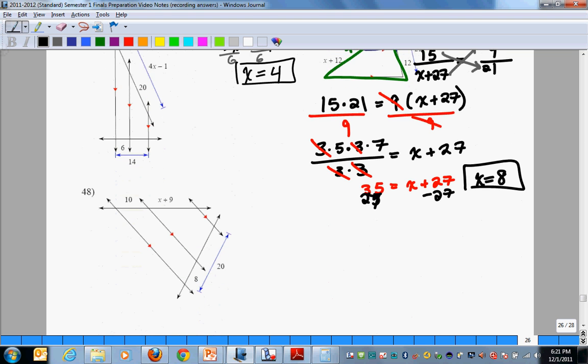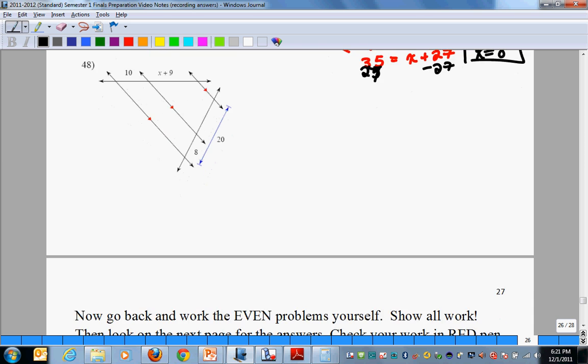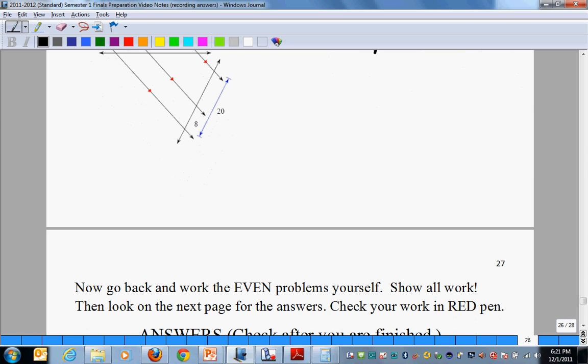Now you want to go back and do the even problems very carefully and check your answers with a red pen.